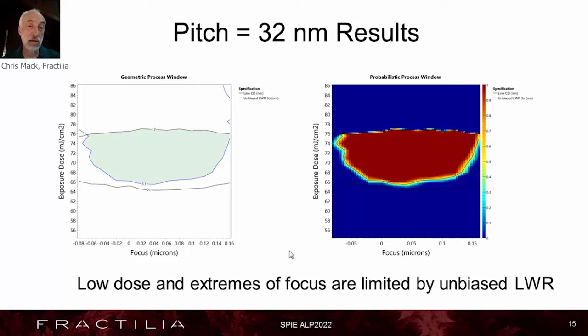And interestingly, our unbiased LWR spec ends up being the limiter to the range of focus, and even in the underexposed case, it's the LWR, not the CD spec, just in this case, that is causing the limit. As often occurs, the focus range is cut off left and right, high and low extremes of focus, by the LWR. And here is the probabilistic process window.